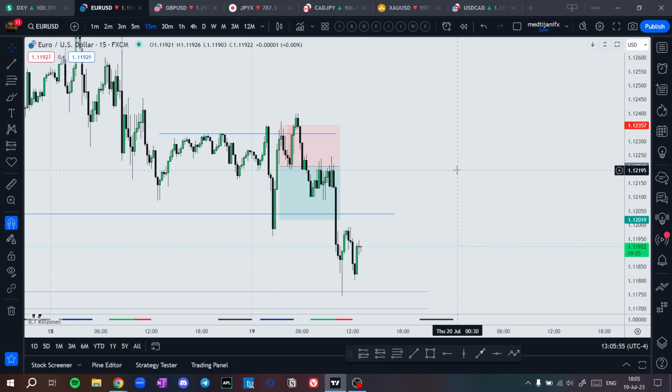Do you see? By default. Do you understand? ICT says in his videos that if you want to look for buys, you should look for buys at discount, and if you want to look for sells, you should look for sells at premium, right? So when I use a fair value gap at optimal trade entry, I am by default using discount and premium ranges. Do you understand this?